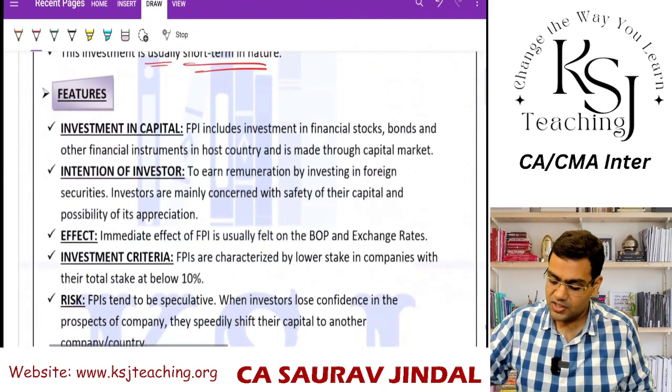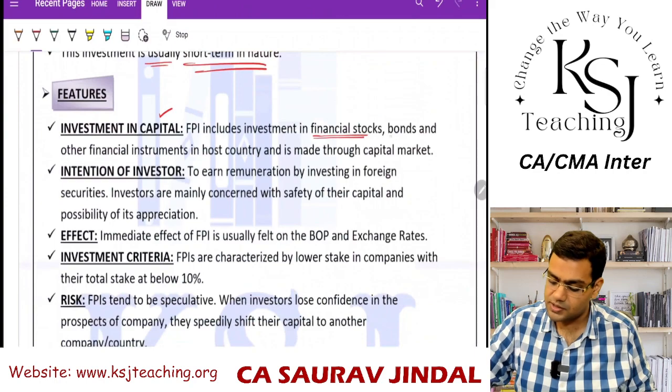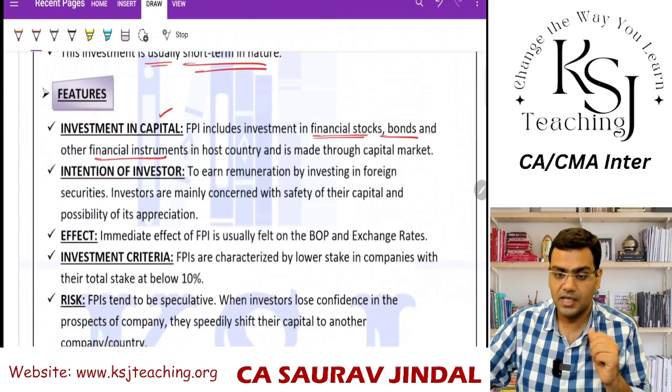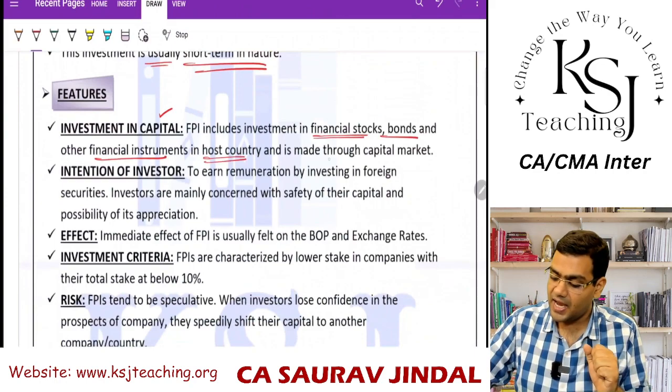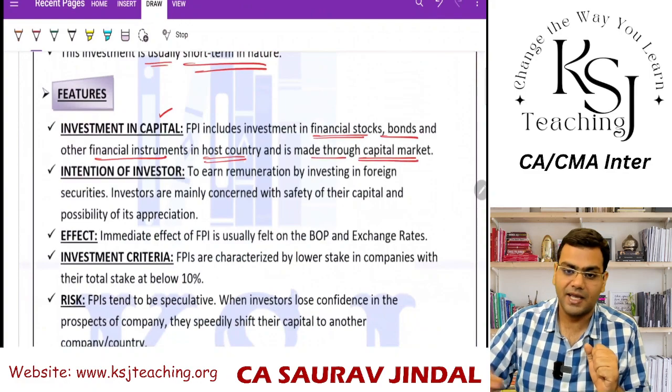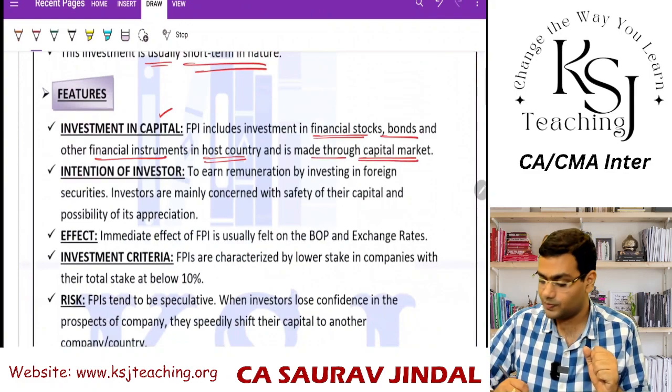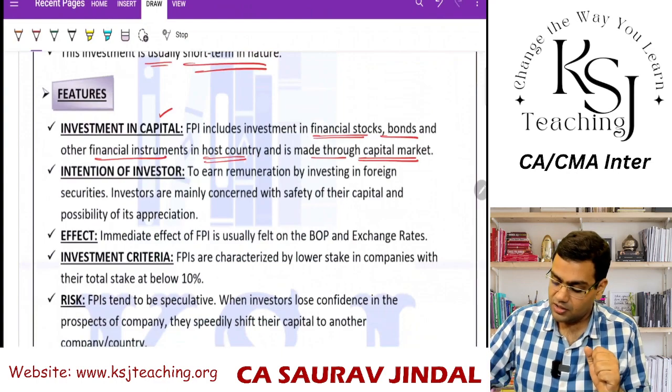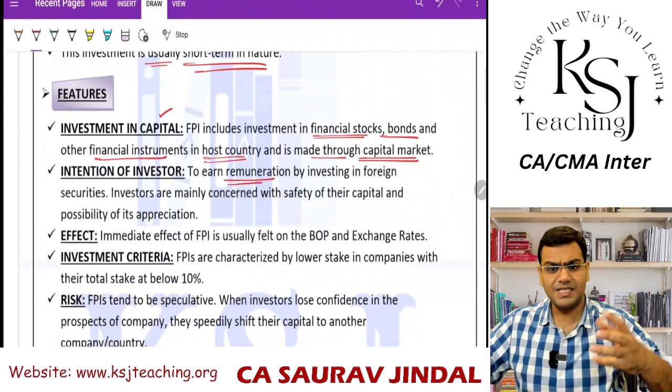So what are the features? The investment in the capital. FPI includes investment in the financial stocks, bonds, and other financial instruments in host country and is made through capital market. That is what I told you, right? So intention of investor is to earn the remuneration. Now, what is the intention here?